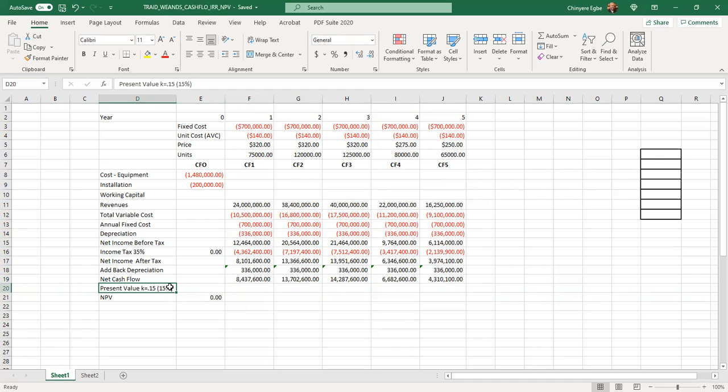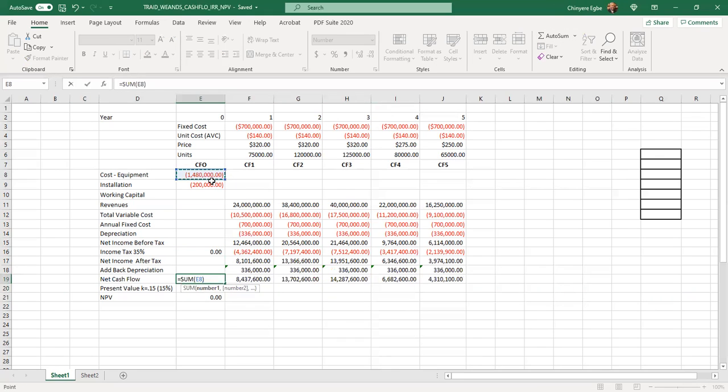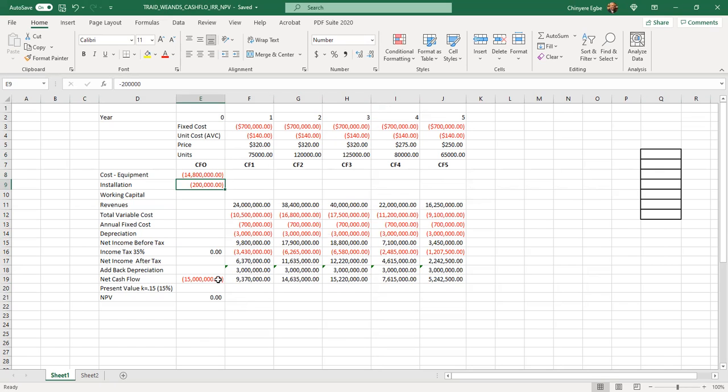So now we have a cost of capital. We are assuming a cost of capital of 15%. So the present values will be, so this is the total net cash flow. Okay, this is supposed to be 14,800,000. Okay, so the depreciation here is 3 million. And so this is your net cash flow, all right?